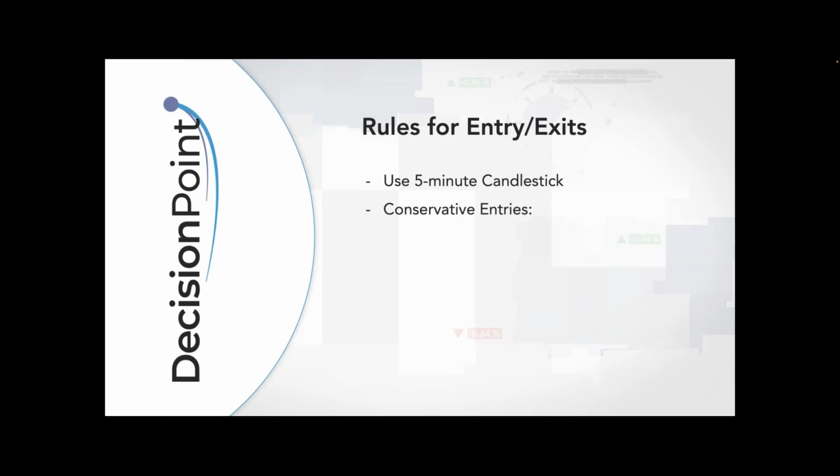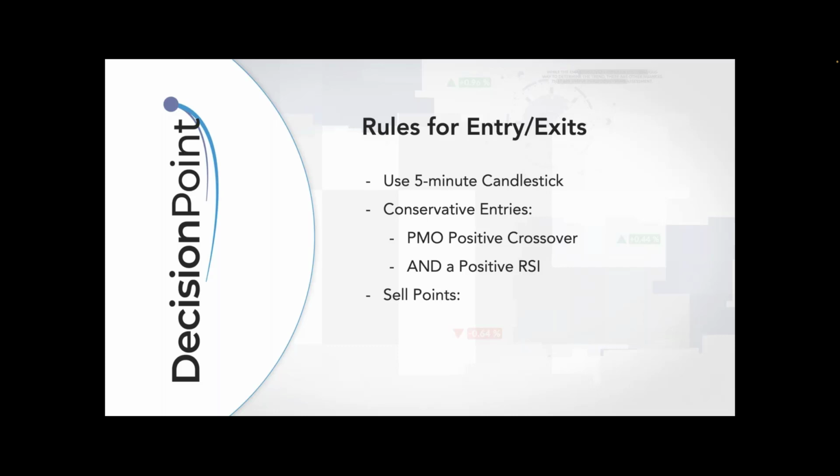There are conservative and aggressive entries. The conservative entry is when you get a PMO positive crossover and it is combined with a positive RSI or an RSI that is above 50. Those are where we're looking for our conservative entries.